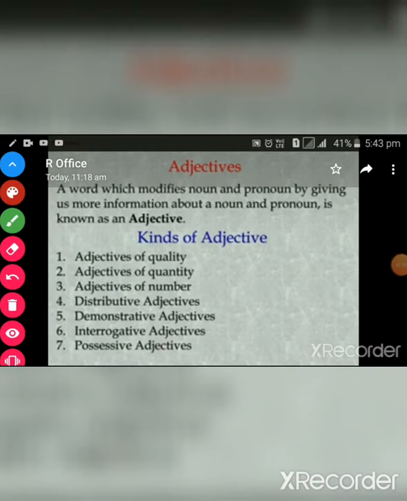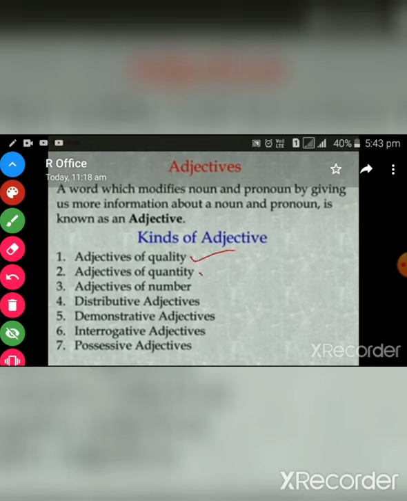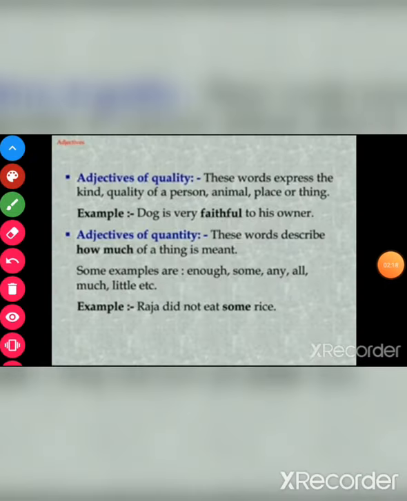There are 7 kinds of adjectives: adjectives of quality, adjectives of quantity, adjectives of number, distributive adjectives, demonstrative adjectives, interrogative adjectives, and the last one is possessive adjective.